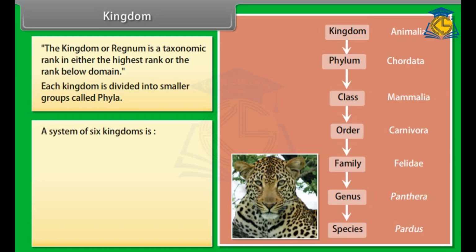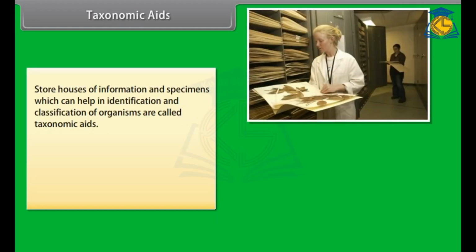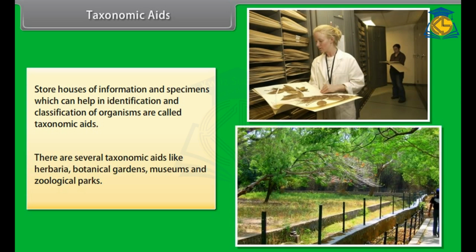A system of 6 kingdoms is Animalia, Plantae, Fungi, Protista, Archaea, Bacteria, while some consider only 5 kingdoms: Monera, Protista, Fungi, Plantae, Animalia. Taxonomic aids: storehouses of information and specimens which can help in identification and classification of organisms are called taxonomic aids. There are several taxonomic aids like herbaria, botanical gardens, museums, and zoological parks.